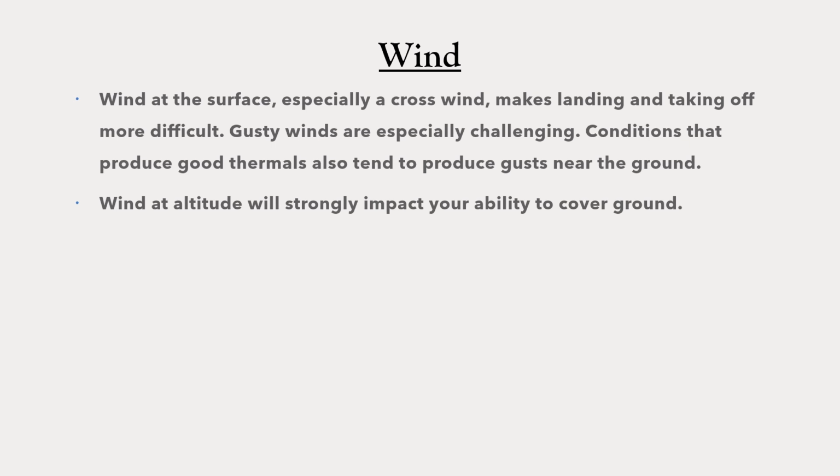Wind at altitude impacts us differently. It won't affect our takeoffs and landings, but it can change how far we can fly from a given altitude and make it difficult to cover the ground. If we get ourselves downwind of the airport, it can be really hard to get back. So when the winds are strong at altitude, it's important to make sure you're keeping track of where you are compared to the airport and staying upwind.